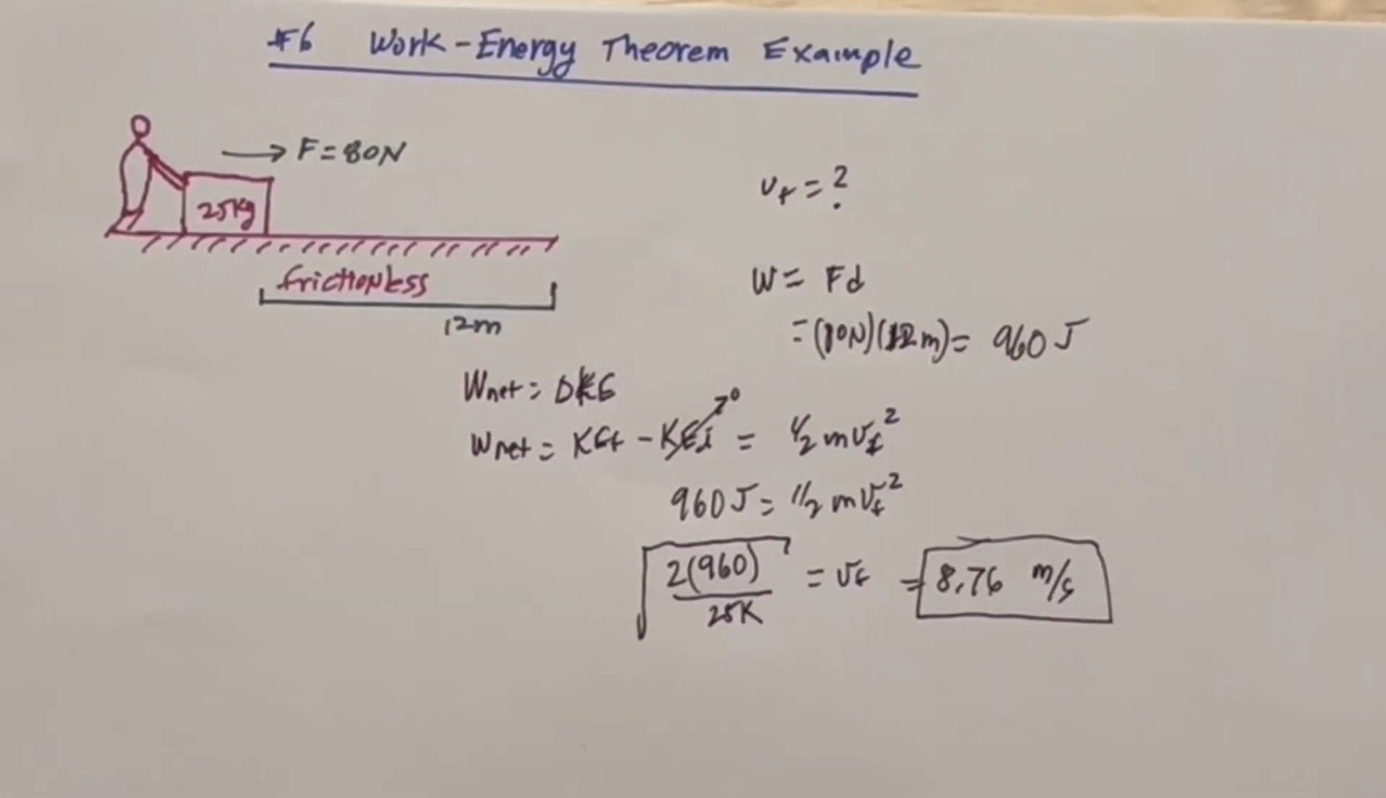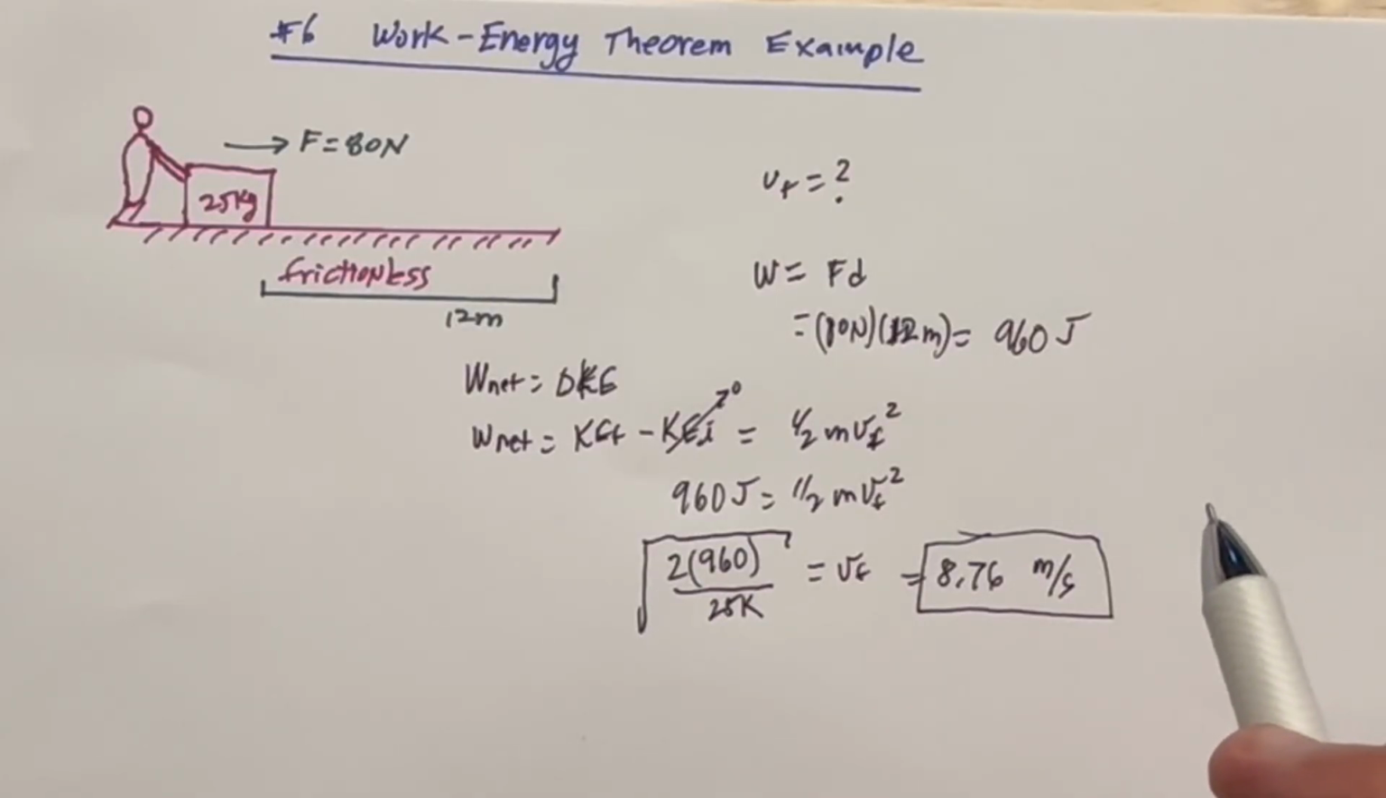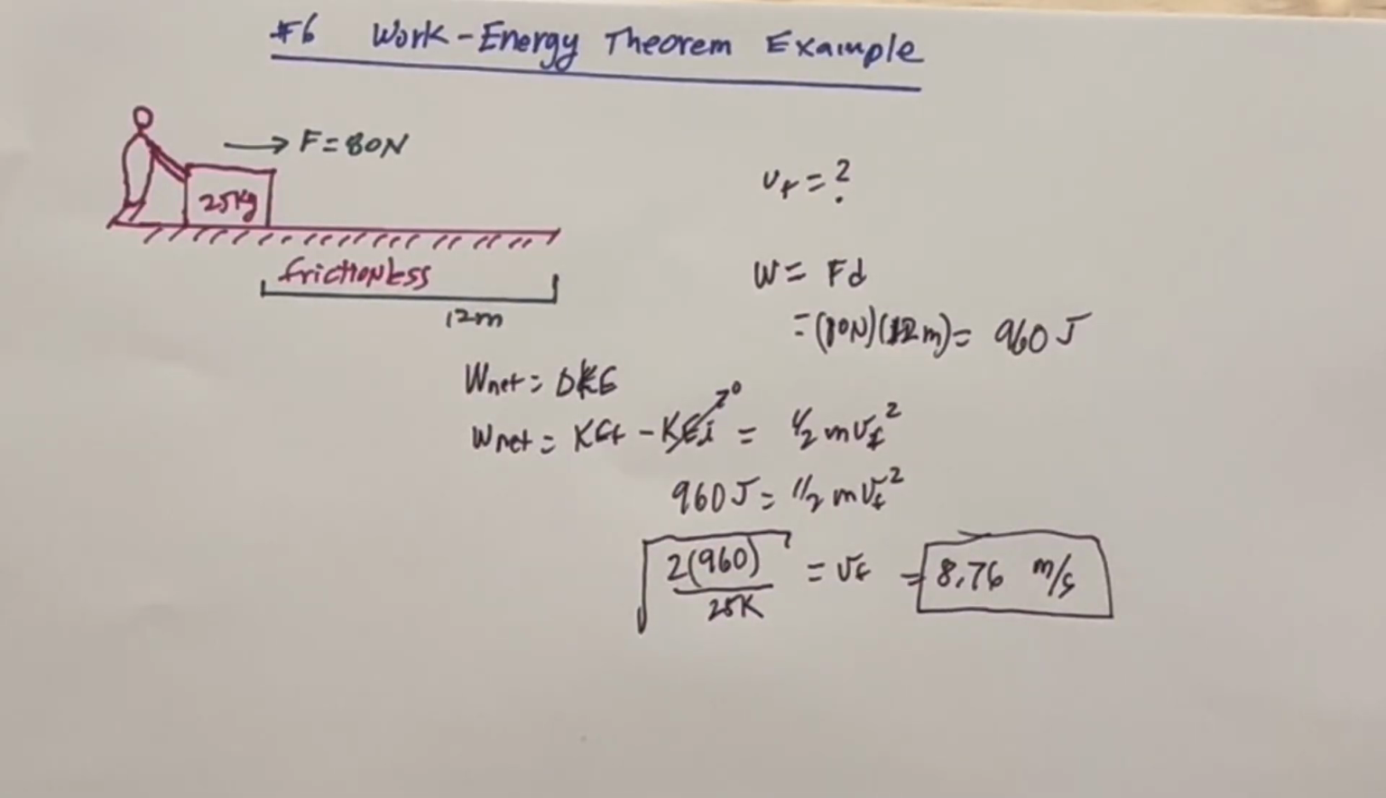And so this work-energy theorem allowed us to connect the velocity and kinetic energy to the work done on the object by this person pushing the box 12 meters with 80 newtons of force. So I'm hoping this example gives you a little better definition of what's going on with the work-energy theorem.